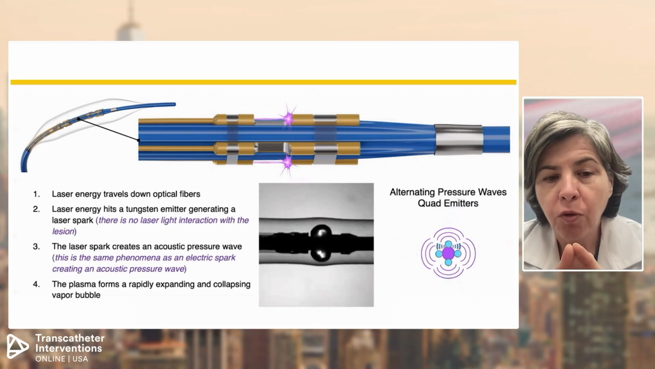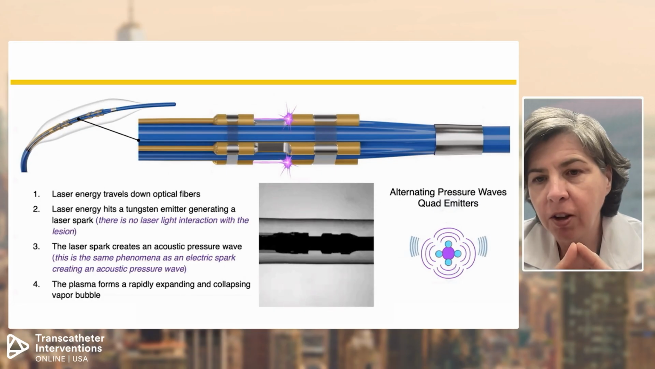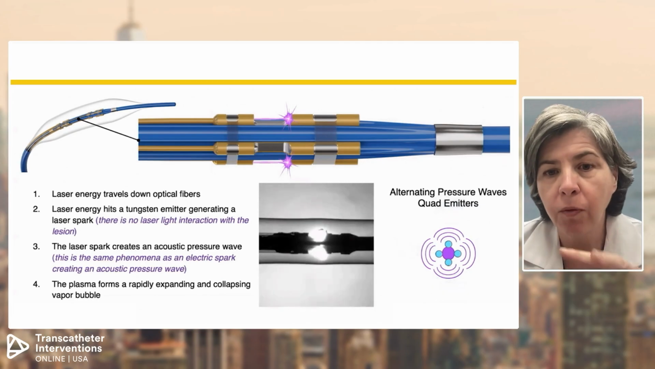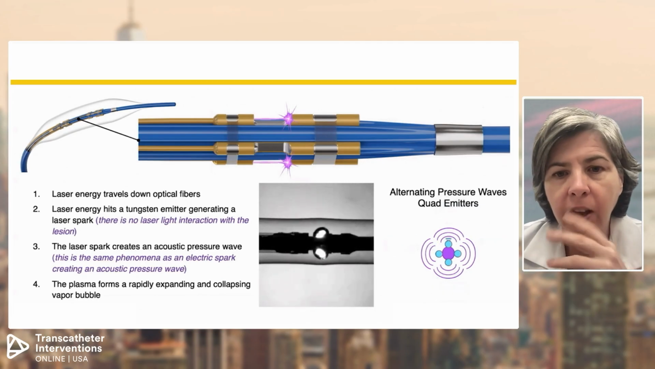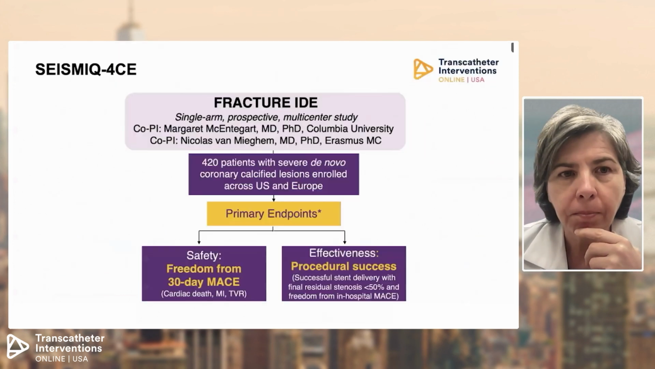The plasma forms a rapidly expanding, collapsing vapor bubble. And you see from the illustrations here these alternating pressure waves. The device has quad emitters, so it has 4 emitters around its circumference at 2 emitter stations, the idea being to try and deliver more circumferential therapy.